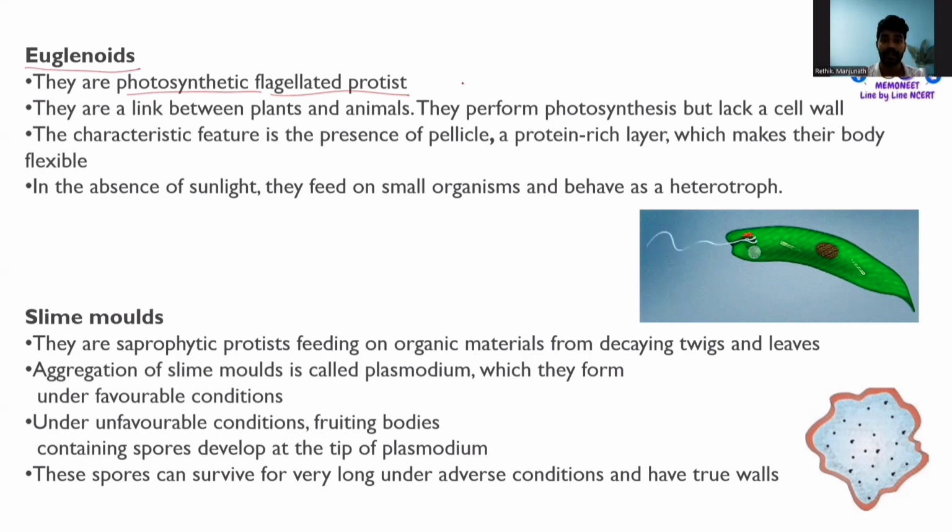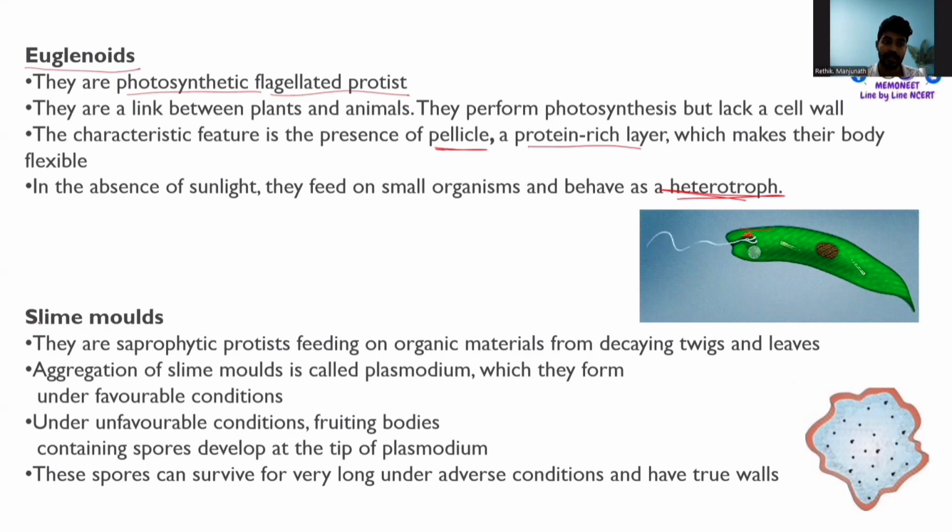The very characteristic feature is the presence of the pellicle, which is a protein-rich layer that makes their body flexible so that the movement can be very flexible. In the absence of sunlight, they depend on smaller organisms. That is, they engulf the smaller organisms, and this behavior is called heterotrophic behavior. Clear? So this was about the euglenoids.